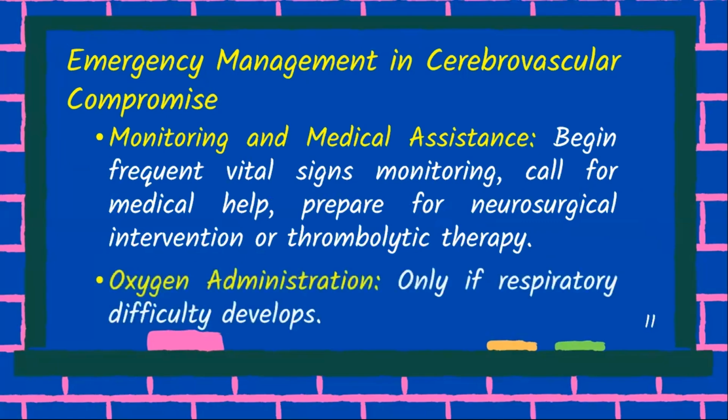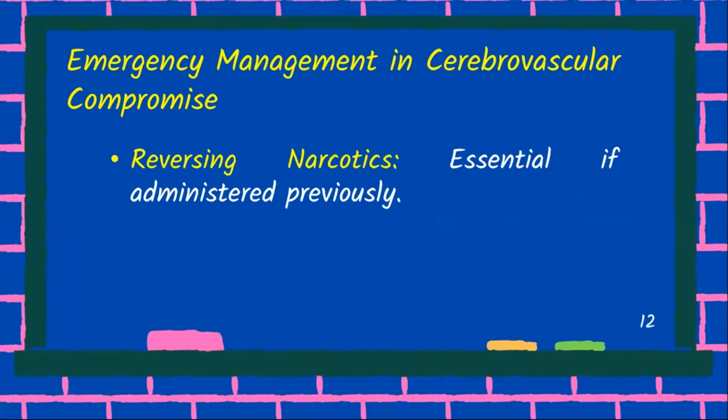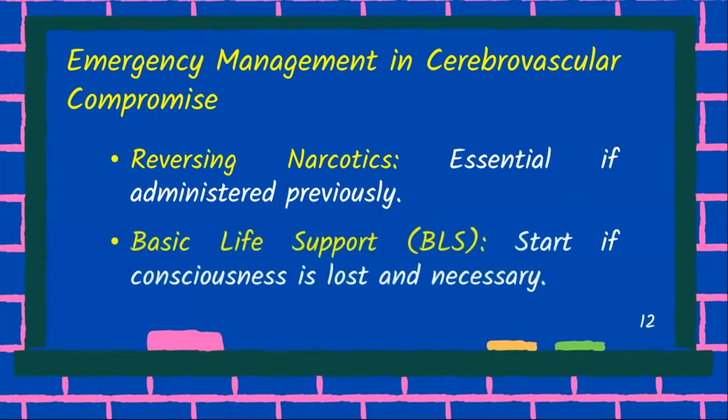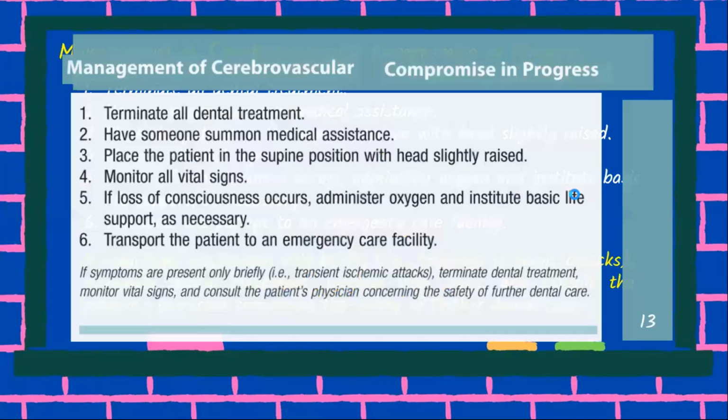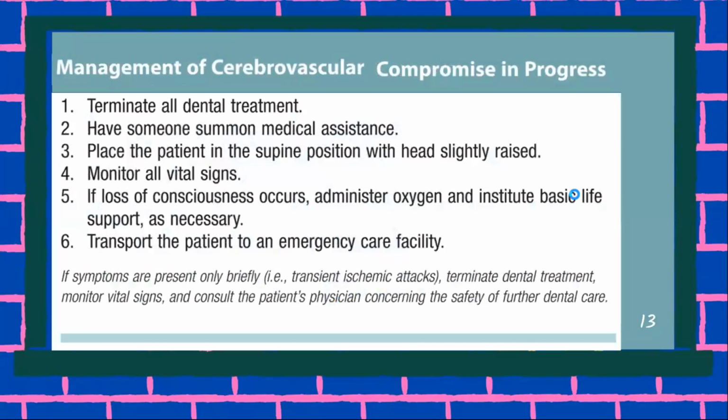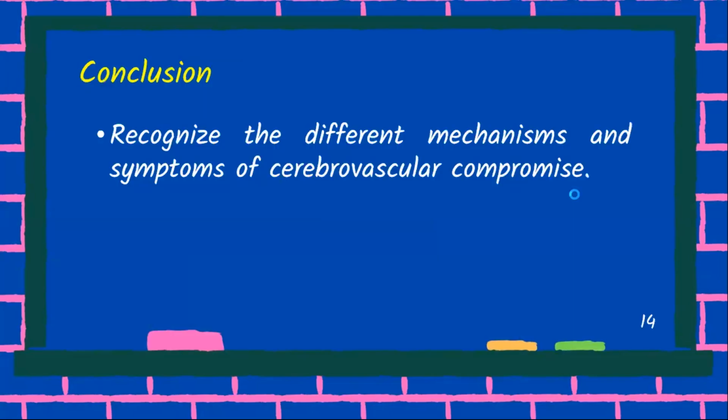Administer oxygen if the patient has respiratory difficulty, but it is otherwise contraindicated. Reversal of any administered narcotics is important. If the patient loses consciousness, monitor vital signs frequently and initiate BLS if required. This box shows the management of cerebrovascular compromise in progress.